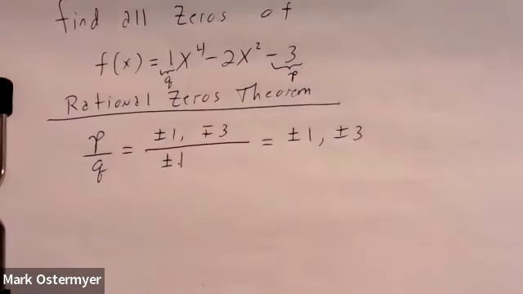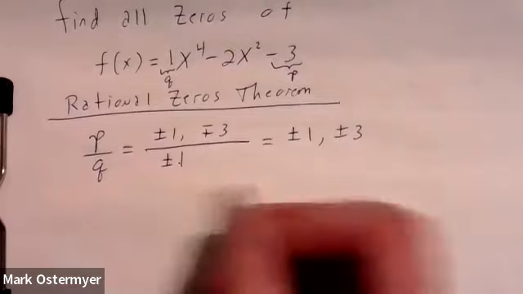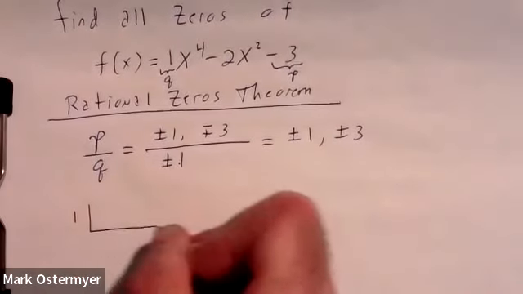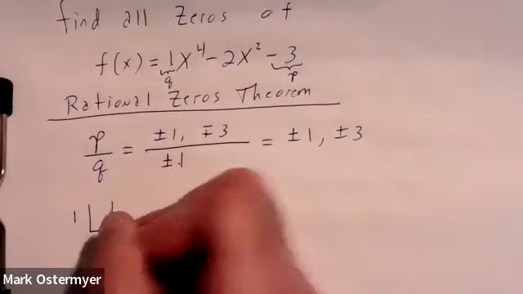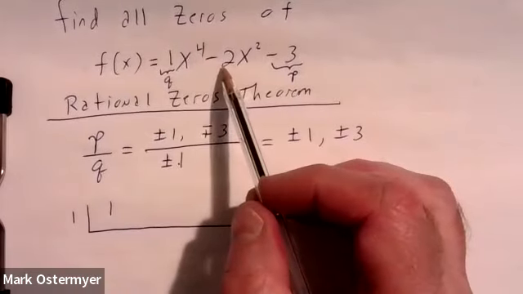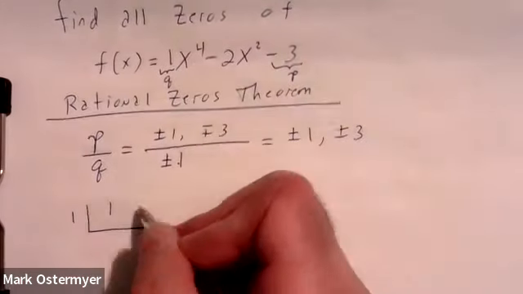So let's check them out. Let's try the easy one first. Let's try 1. Always try 1 or negative 1 first. Always. They're the easiest ones to work with. Let's try positive 1. Oh, notice we're missing a third degree term in here. Because of that, I must have a placeholder in between my fourth and second degree term in the form of 0.